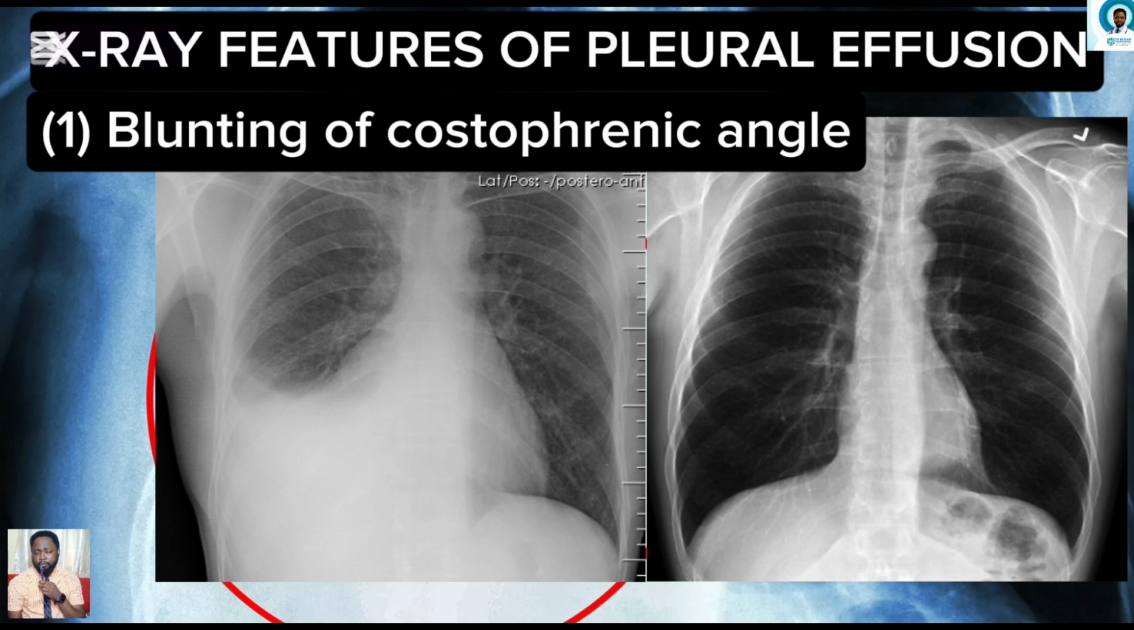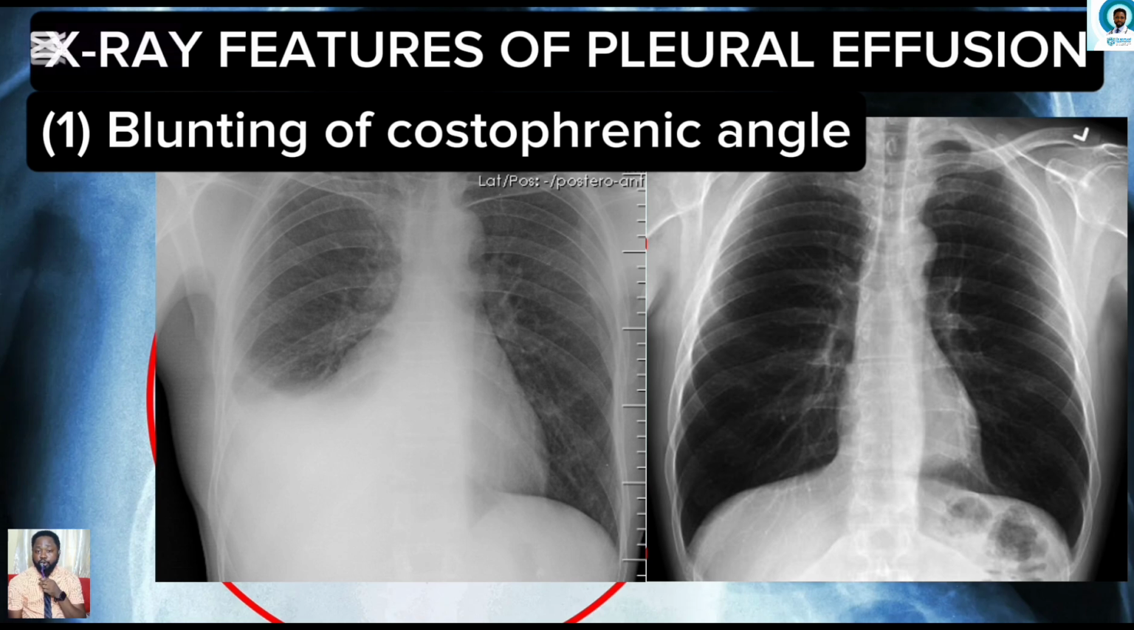For the right image, we can observe that the costophrenic angles are sharp and well defined. As for the left image, the left costophrenic angle is intact with sharp, well defined appearance. However, the right costophrenic angle is not clearly visible, with some opacification in that side of the thorax. This is called blunting of the costophrenic angle.